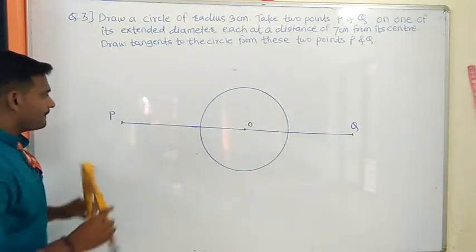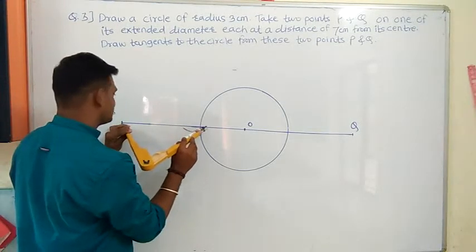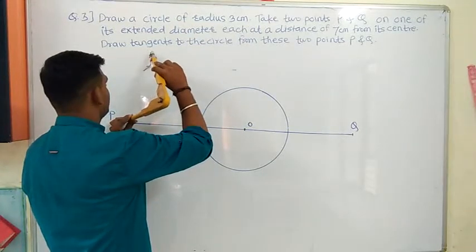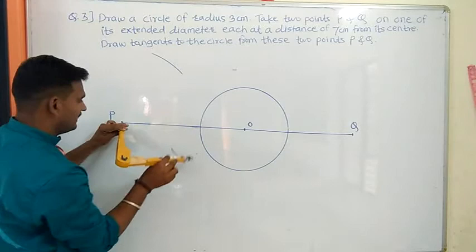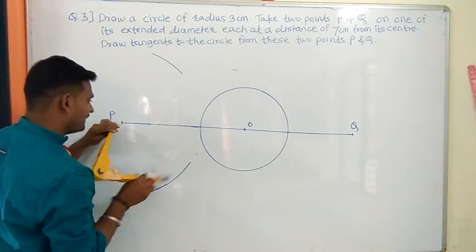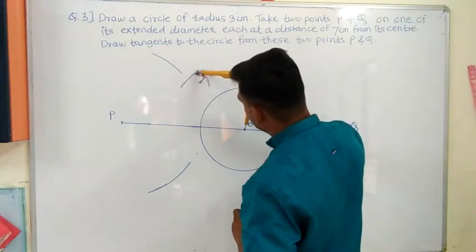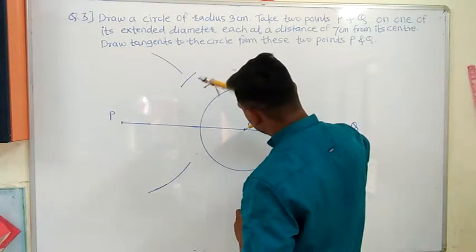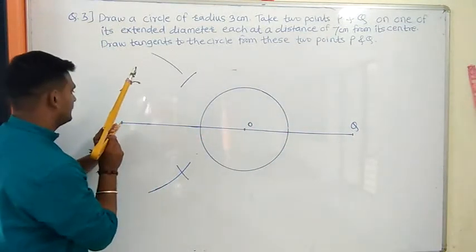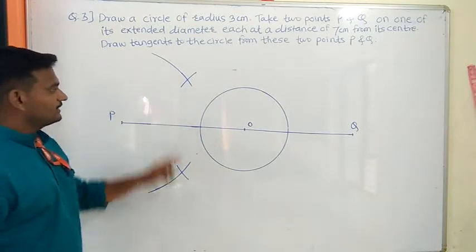How to draw this? Take a compass and take more than half the distance PO, and mark one arc here. This is the arc, and another arc here. After this, without changing the distance, keep the compass at point O and mark. These two are not intersecting, so again I have to draw. And this one. I will intersect these two arcs. See here where these two arcs intersect, and we got these two points.